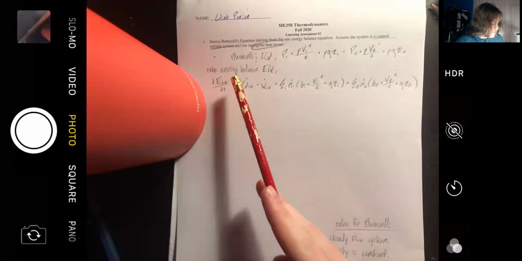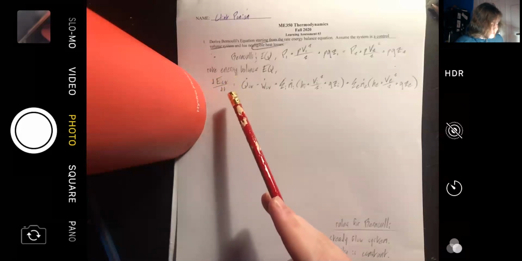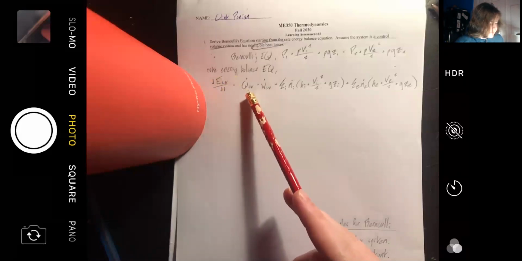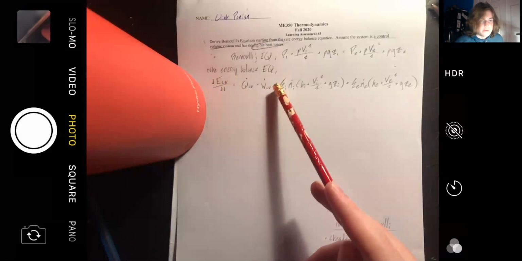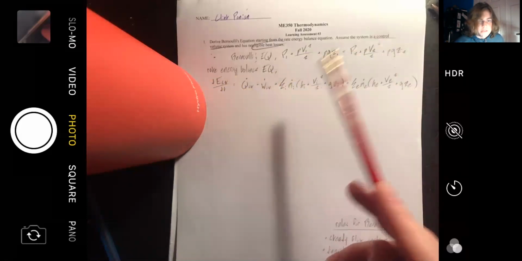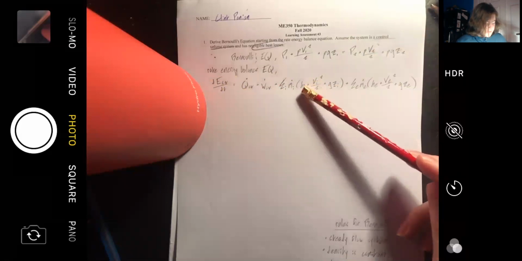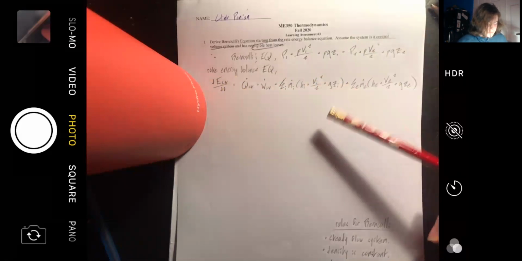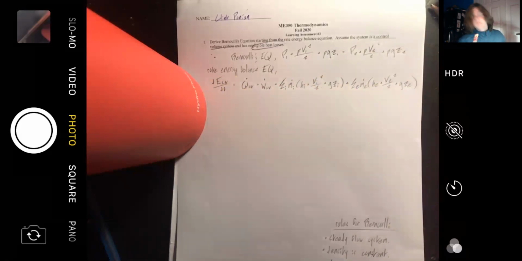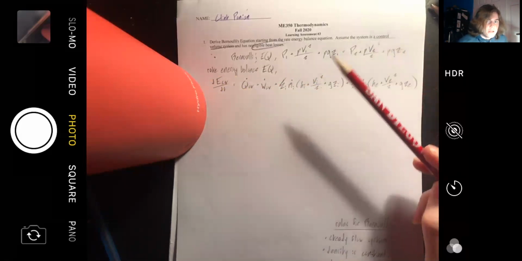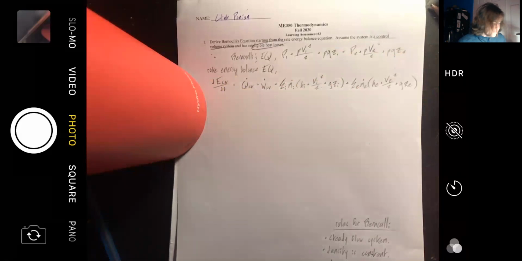It is dE control volume over dt equal to Q dot control volume minus W dot control volume. This is the heat transfer, this is the work, plus the summation of mass flow rates into it times internal energy, kinetic energy, potential energy, and then the exit. So you can already see the skeleton of Bernoulli's equation in the rate energy balance equation.